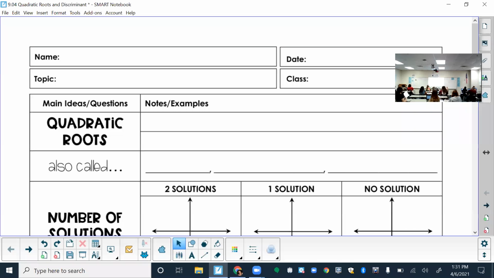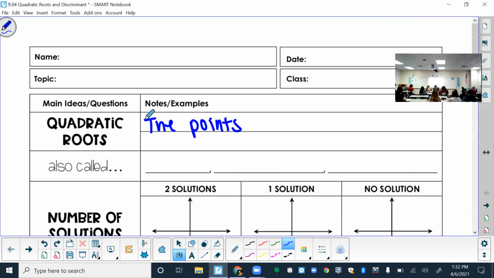All right, so today we're going to talk about something called quadratic roots. So what are quadratic roots? Well, they are going to be the points at which the parabola, what's a parabola, by the way? Good. So it's the curved line that you get when you graph your quadratic functions.